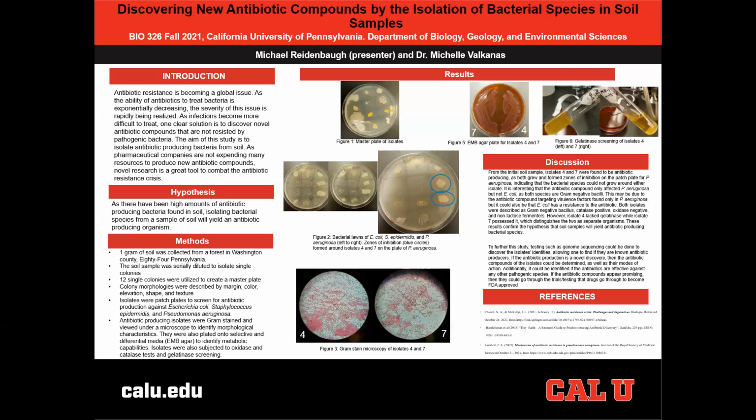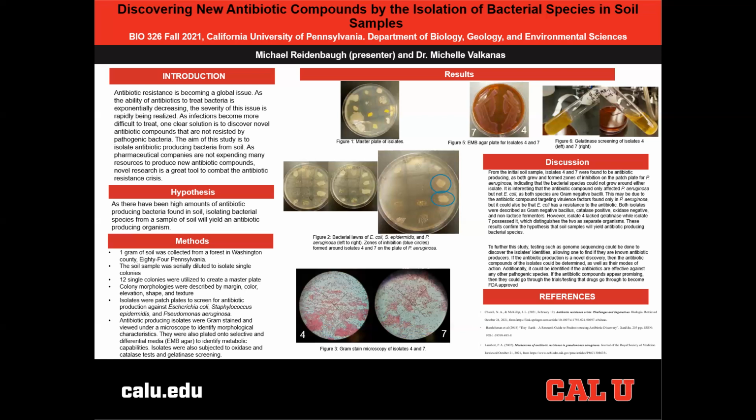And isolates 4 and 7 actually were found to be antibiotic producing, and they only were seen to affect Pseudomonas aeruginosa. As you can see within the blue circles, there is a small area of no growth around the colonies. These are called zones of inhibition. And these were fairly large by comparison to what you could have seen. So they are noticeable.